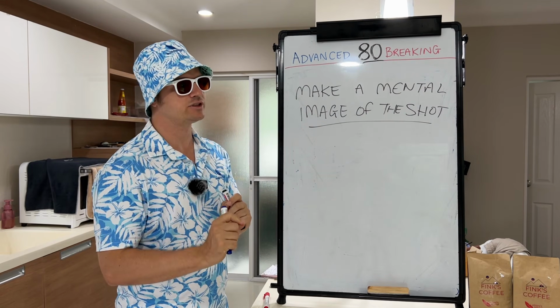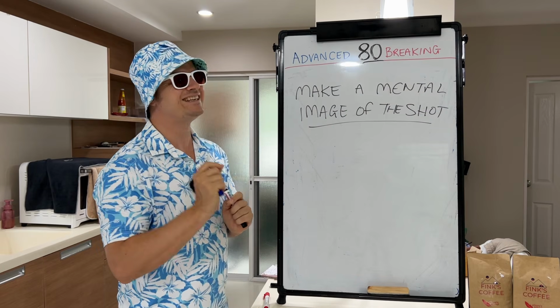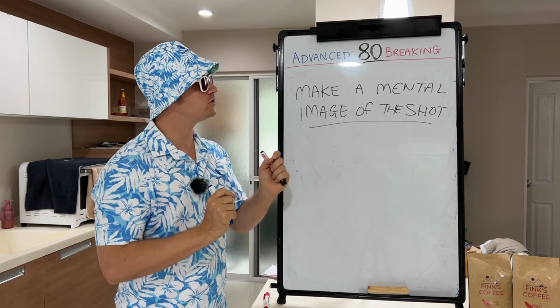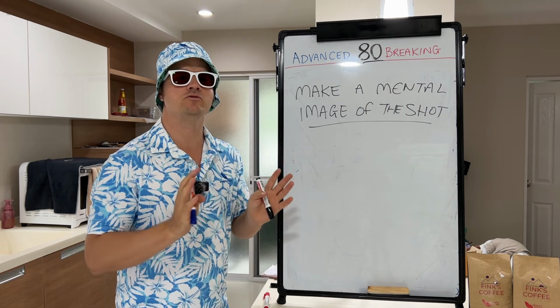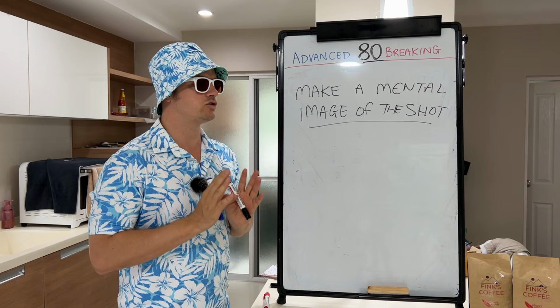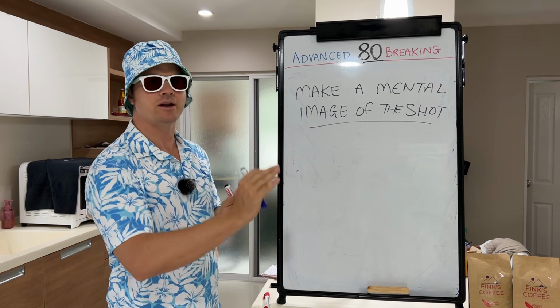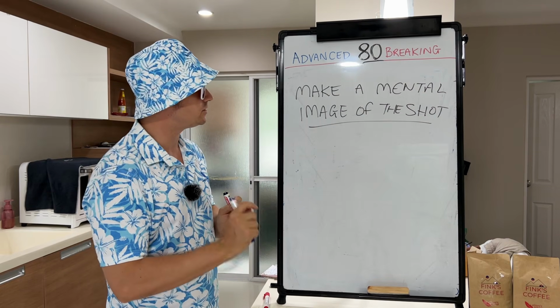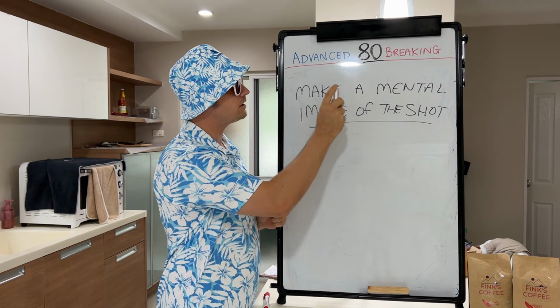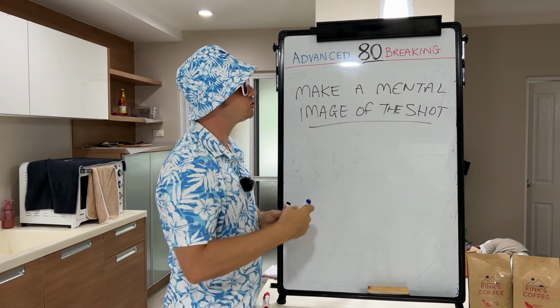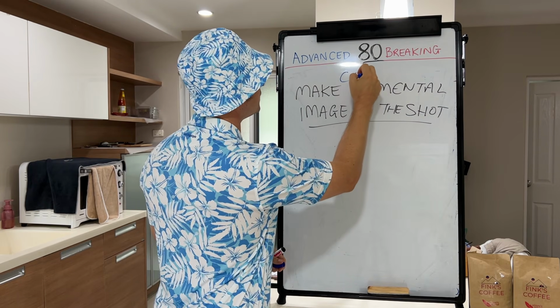Because this is not a glamorous situation. As unglamorous as breaking 90 is, breaking 80 is even less glamorous because we're trying to remove junk. We're trying to remove waste from our game. We're not trying to make birdie after birdie after birdie. They will happen, but we're trying to minimize doubles and bogeys. And we do that by making a clear mental image of the shot. Let's add in there, clear.